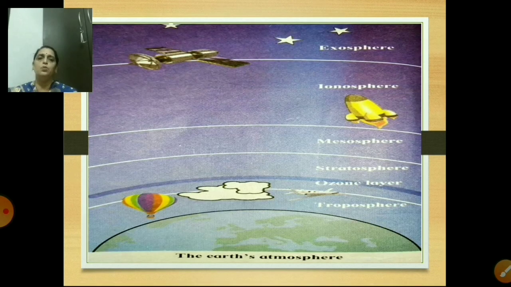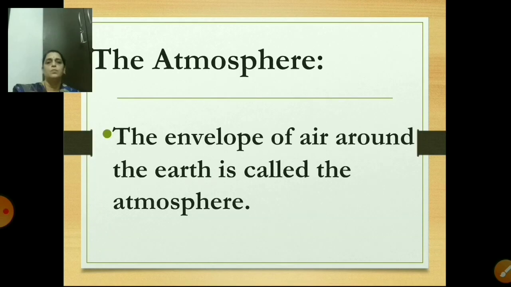And today we are going to see atmosphere. Atmosphere means air. This is a picture of the Earth's atmosphere. We are going to study it in detail. Students, now say, what is atmosphere? Yes, the envelope of air around the Earth is called the atmosphere. In simple words, we can say the air around the Earth is called the atmosphere.